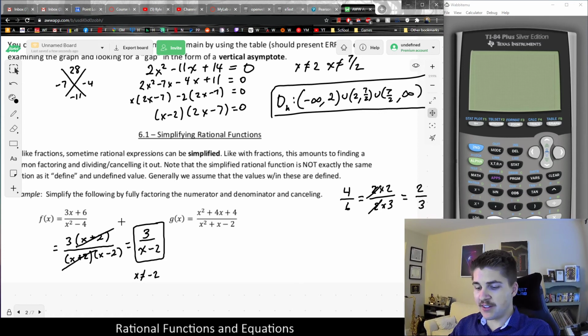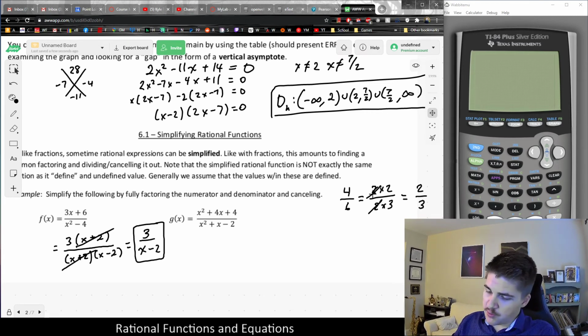Usually I'll kind of ignore that, because it's just implied based on another problem or situation. If this function were all by itself, being negative 2 would not be an issue. So let's look at another one.